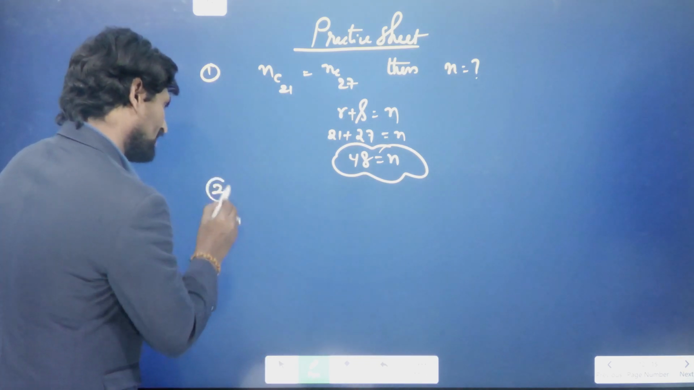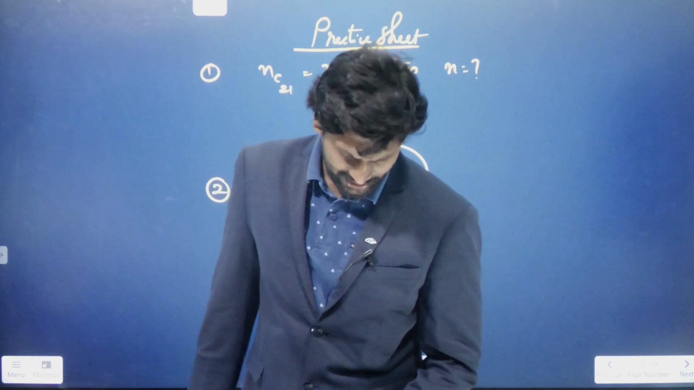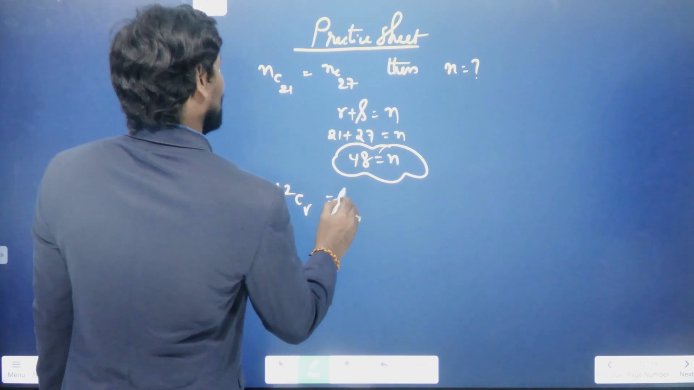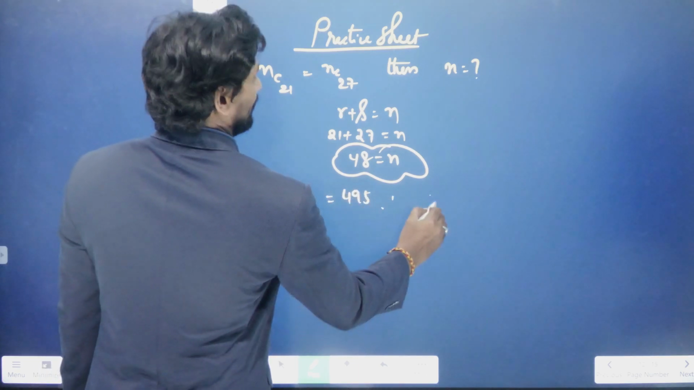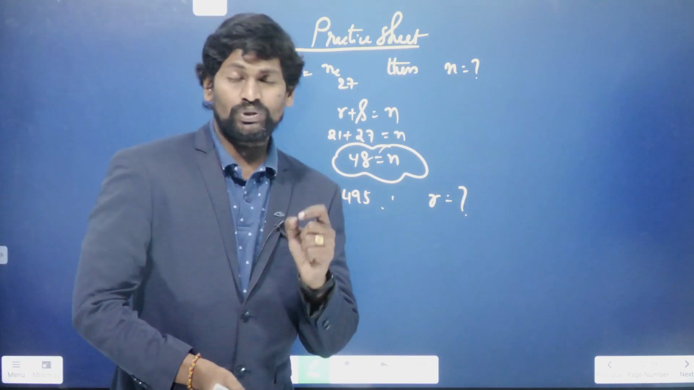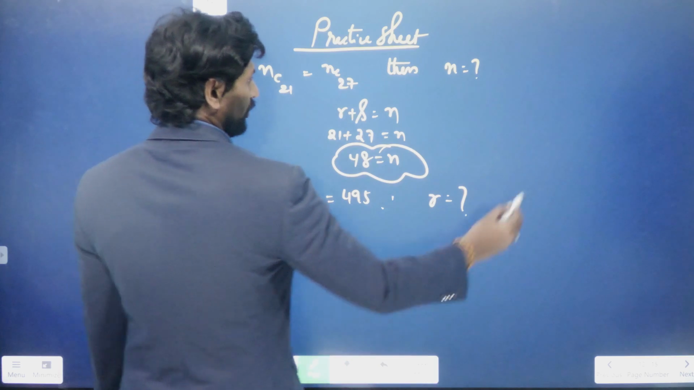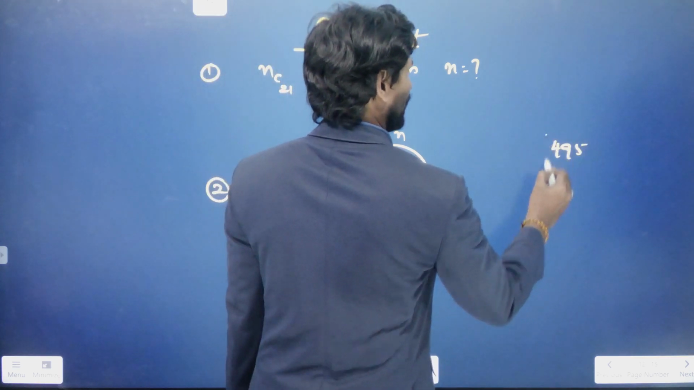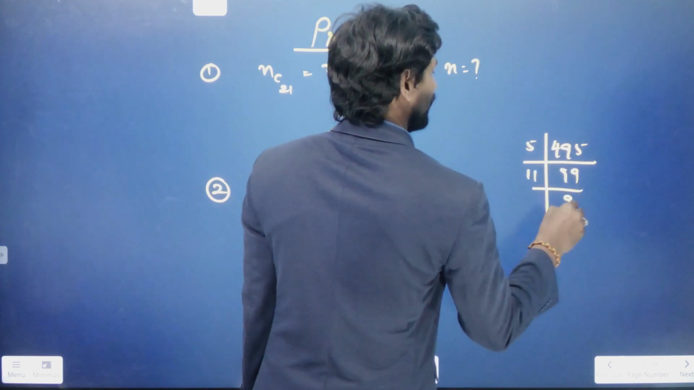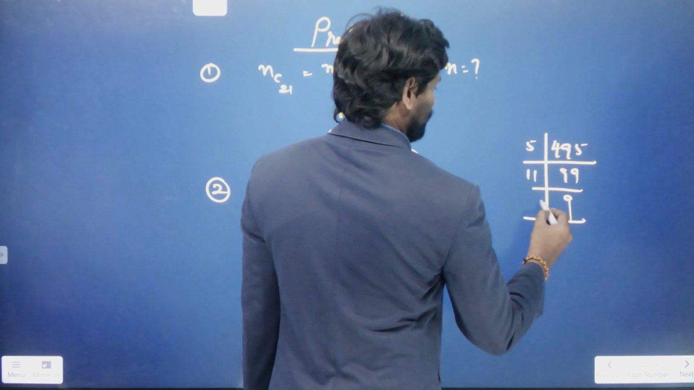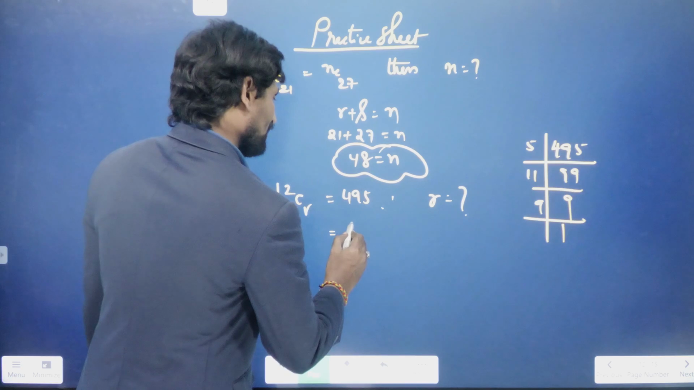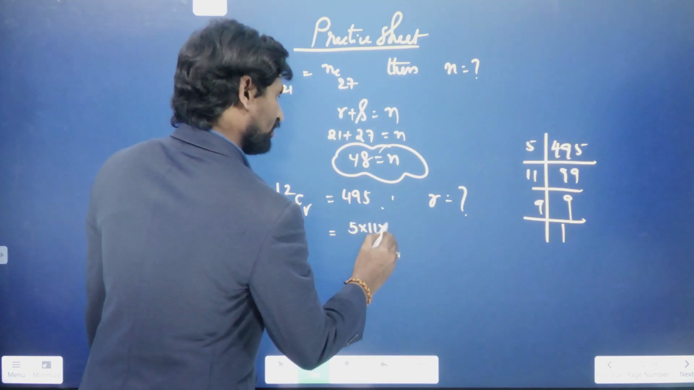Let us move on to the second concept based question, that is 12Cr is equal to 495, then find r value. First of all, we need to do the prime factorization of 495. I am doing here the prime factorization. I am taking 5 table: 5 nines are 45. Now 11 table: 11 nines are 99. So this 495 we can take as 5 into 11 into 9.